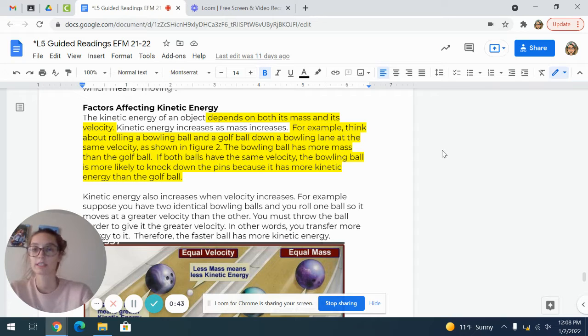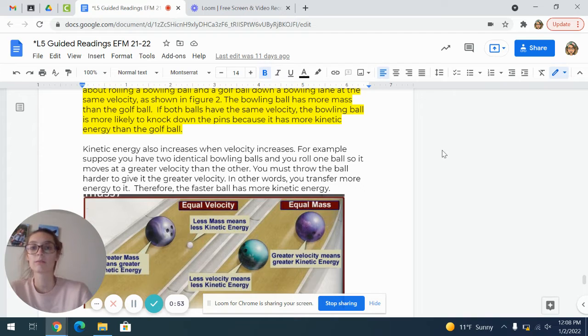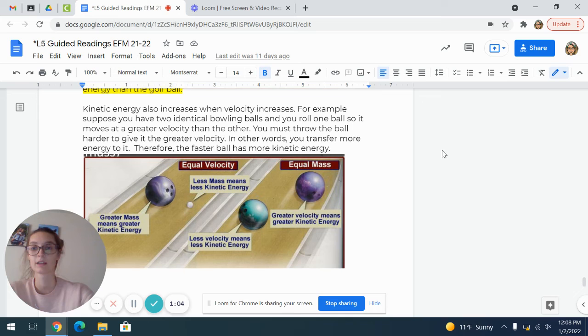Kinetic energy increases as mass increases. For example, think about rolling a bowling ball and a golf ball down a lane at the same velocity, as shown in Figure 2. The bowling ball has more mass than the golf ball. If both balls have the same velocity, the bowling ball is more likely to knock down the pins because it has more kinetic energy than the golf ball.